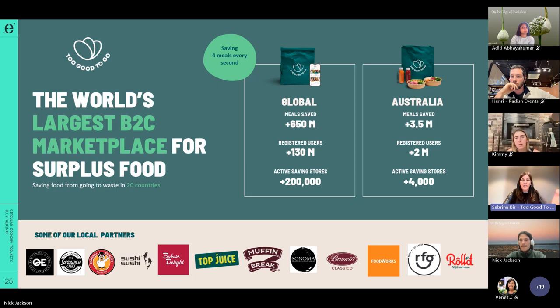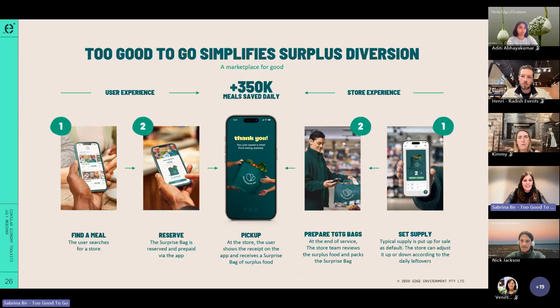So that's where I guess Too Good To Go comes into effect. Those are just some of the local partners we work with, but I would say out of the 4,000 we've got, about 60% of those are actually independents. So anyone who's owning their own store, their own restaurant, their own business, have come on board to do something about food waste, which is very encouraging.